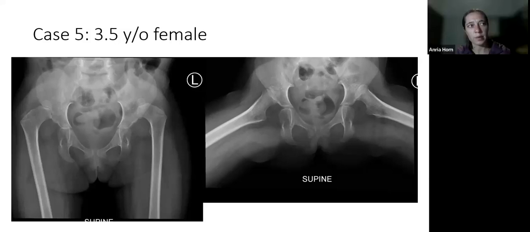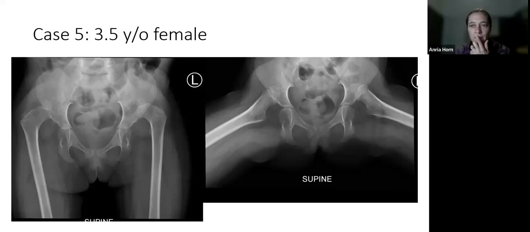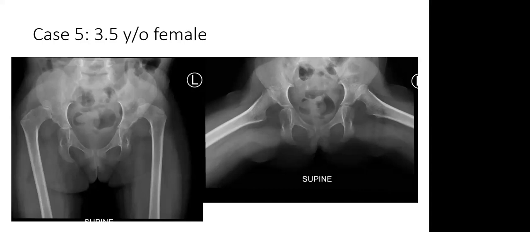Bilateral dislocations, relatively normal proximal femoral anatomy, acetabular dysplasia, 3.5 years old. What are you going to do? For this patient, I think surgical intervention is necessary. We'll most likely need bilateral pelvic osteotomies, and definitely proximal femur shortening, I think.